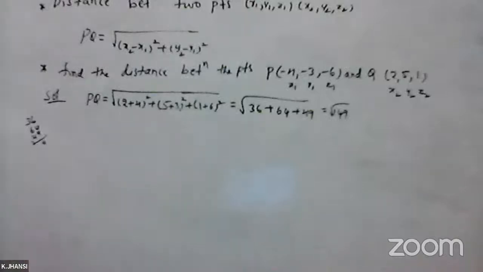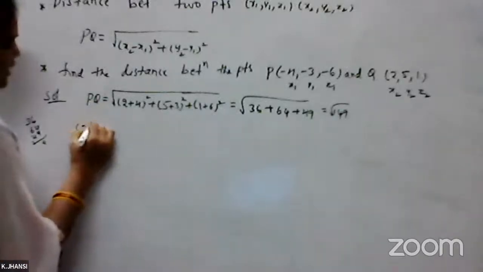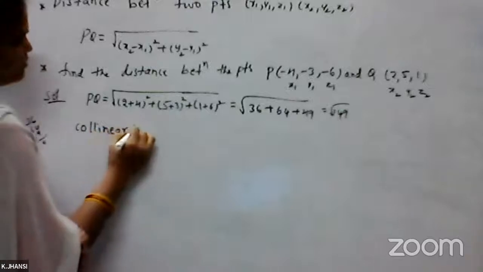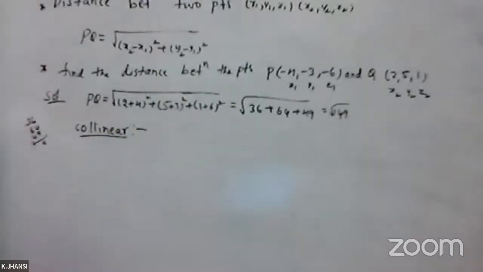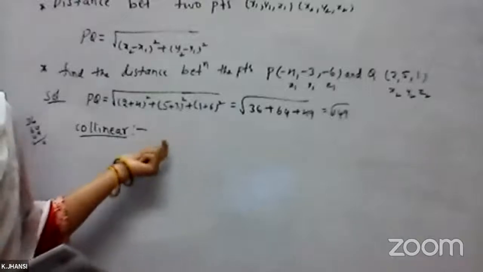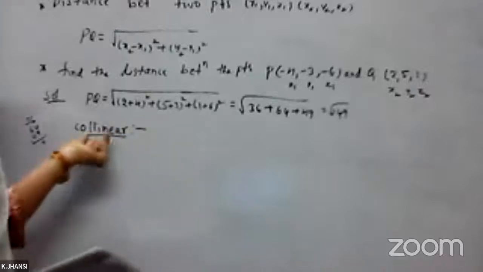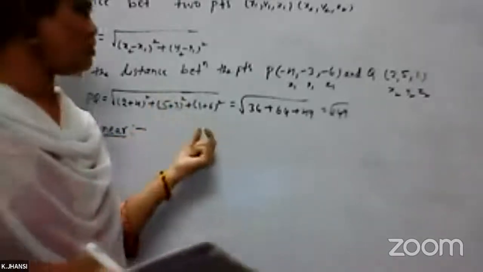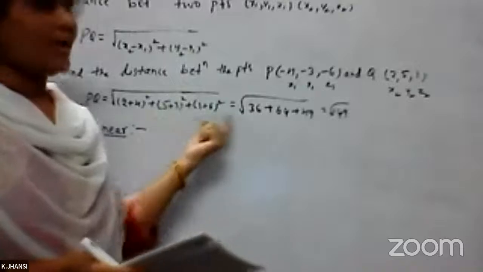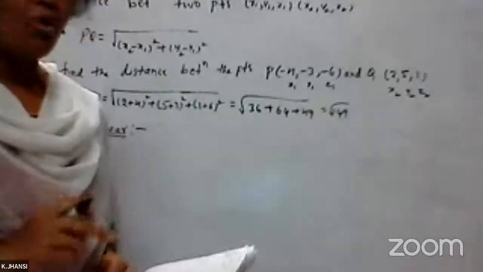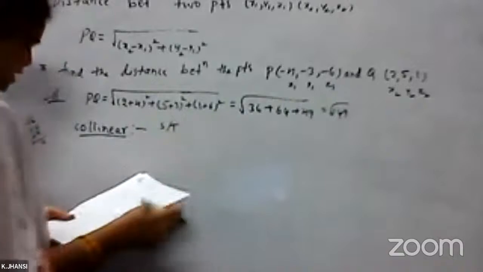Next, I have also told you the concept of collinear. If 3 points lie on the same line, then we call the 3 points collinear to each other. Depending on this, you will get a 5 marks problem in the examination. The first question you may have is on collinearity or finding the distance between the points. You have the definition in your textbook: if 3 or more points lie on the same line, they are said to be collinear.